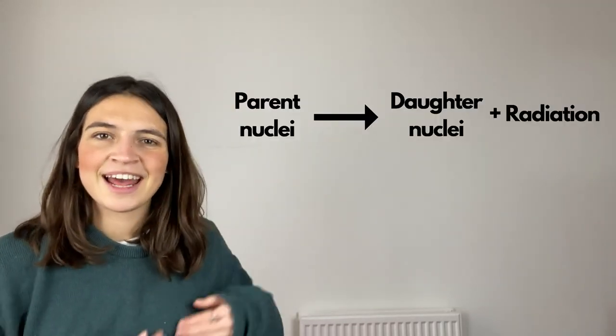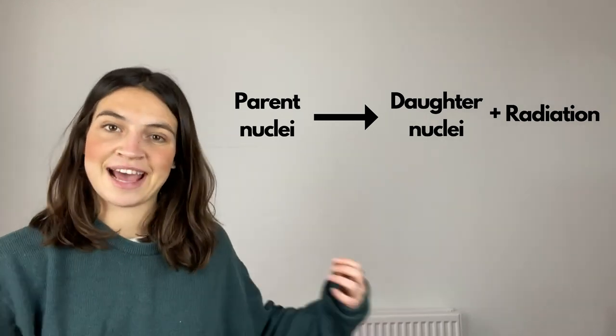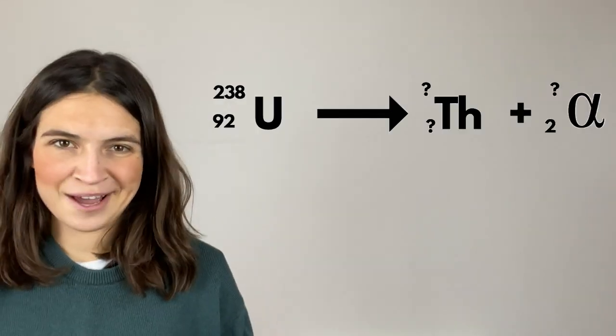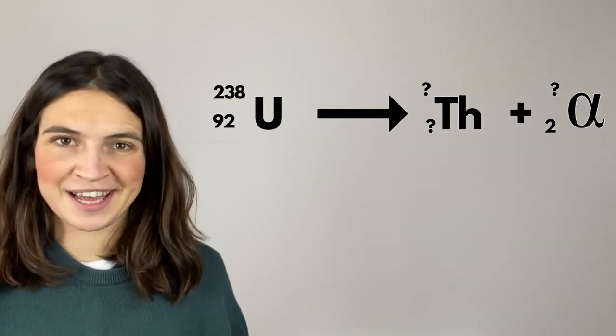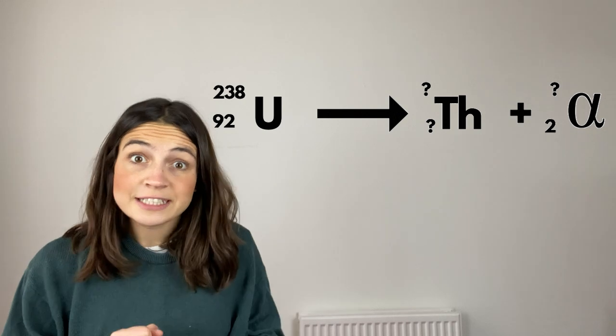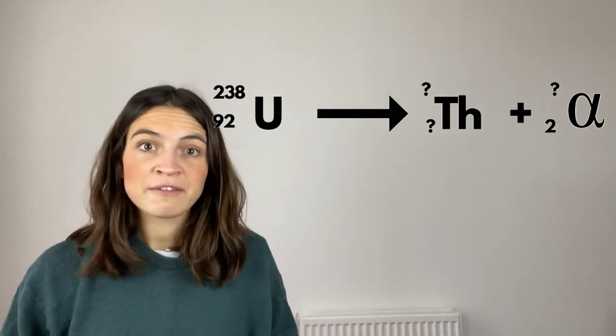Okay, let's do this. The general form of one of these equations is the parent nucleus, an arrow to show the decay, the daughter nucleus, and the radiation. Here is a decay equation from uranium to thorium via alpha decay. Now what we need to do is be able to fill in the blanks. We're going to do it by doing 2 very simple lines of maths. In our decay equations, just imagine that the arrow sign is an equal sign.